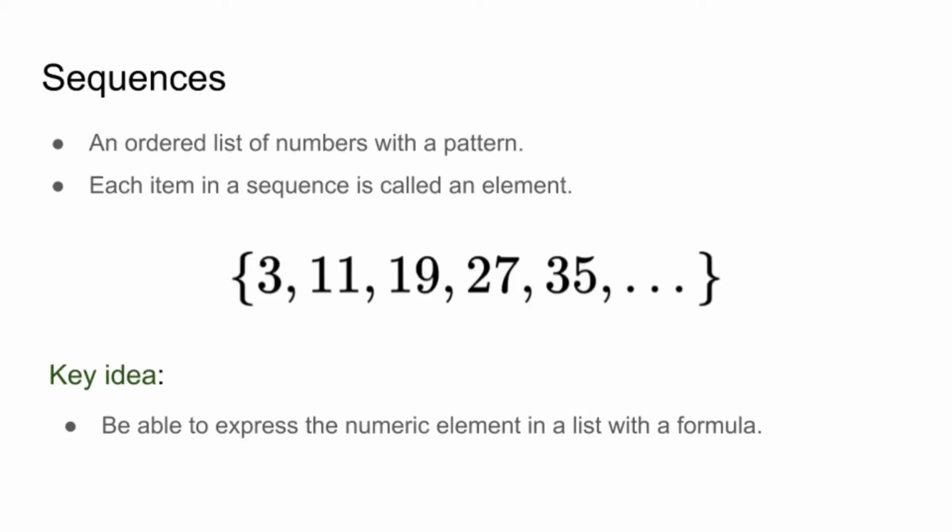First, let's go over what a sequence is. A sequence is just an ordered list of numbers with an associated pattern to it. So this is not a list where all of the items are random, but each item or each element has its place in the sequence. And the big idea here is that each element in the list can be computed mathematically. You should be able to express every numeric element in the list with a formula.